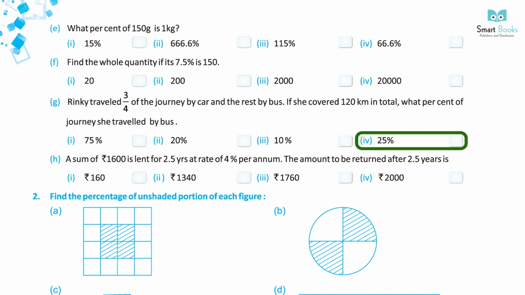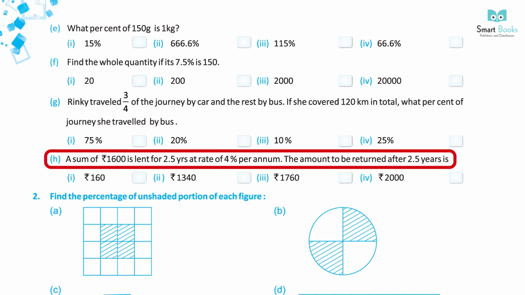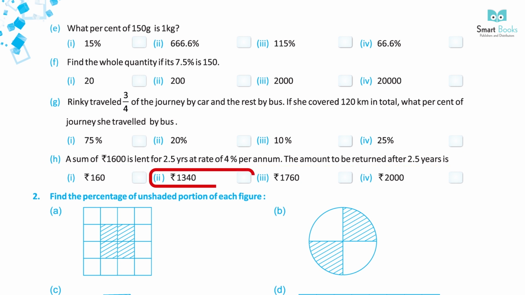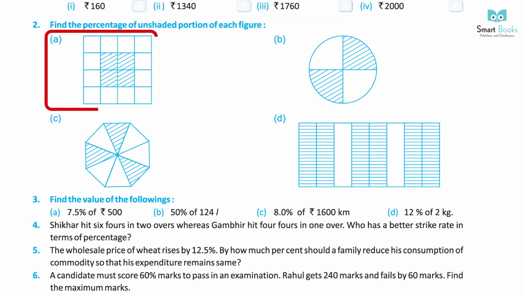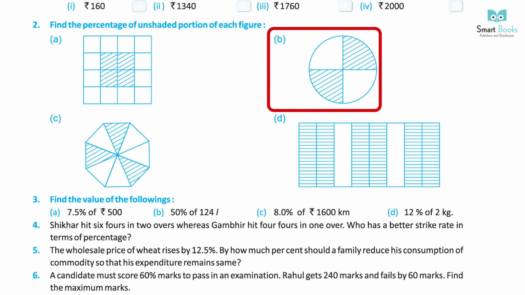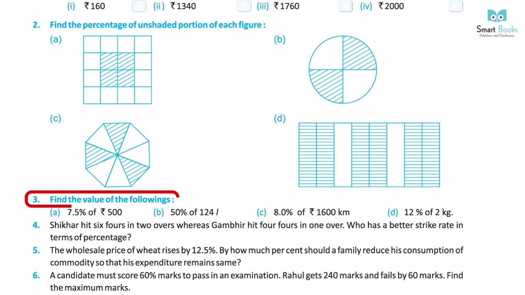Solution: fourth 25%. H. A sum of rupees 1600 is lent for 2.5 years at the rate of 4% per annum. The amount to be returned after 2.5 years is first rupees 160, second rupees 1340, third rupees 1760, fourth rupees 2000. Solution: third rupees 1760. Question 2. Find the percentage of unshaded portion of each figure. A. 75%, B. 50%, C. 62.5%, D. 25%.